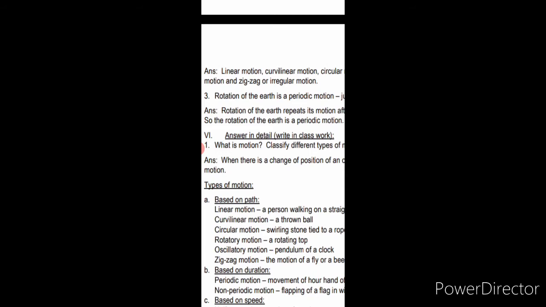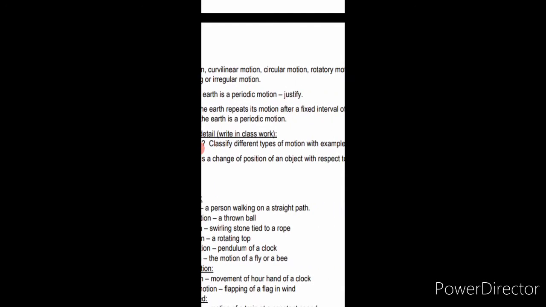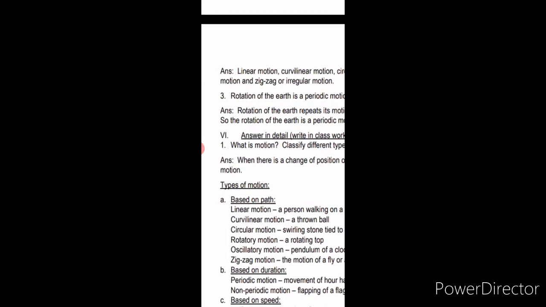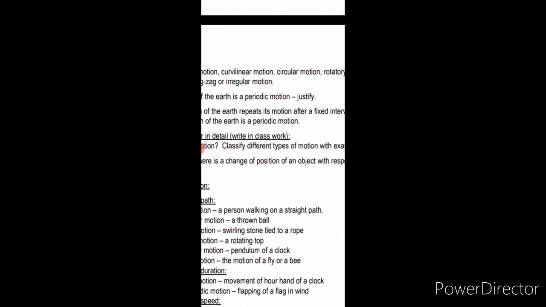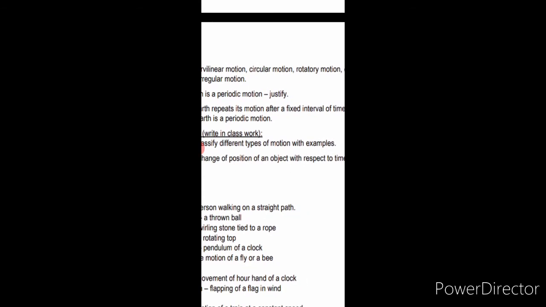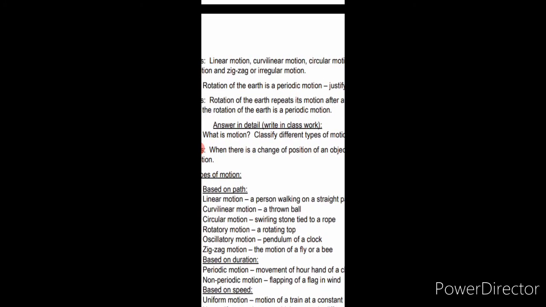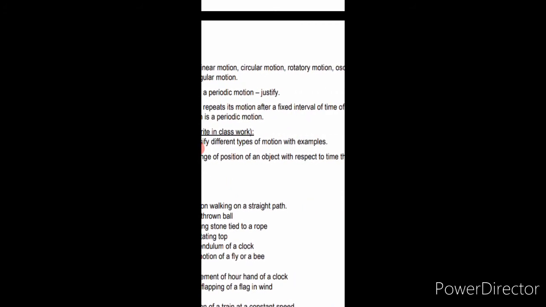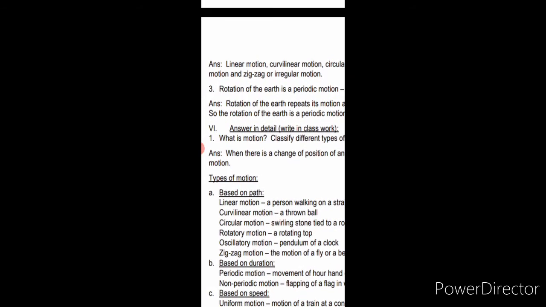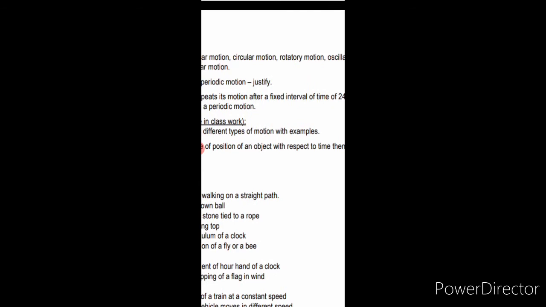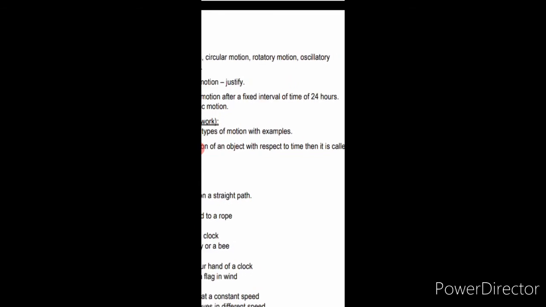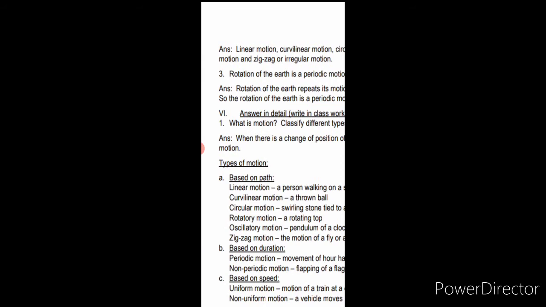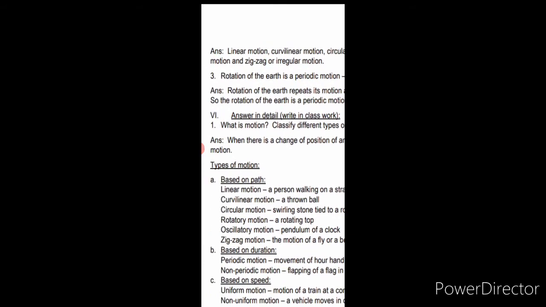Now, third question will be, rotation of the earth is a periodic motion. Justify your answer. Rotation of the earth repeats its motion after a fixed interval of time of 24 hours. So, the rotation of the earth is a periodic motion. It takes 24 hours to come again. That's what is given here.